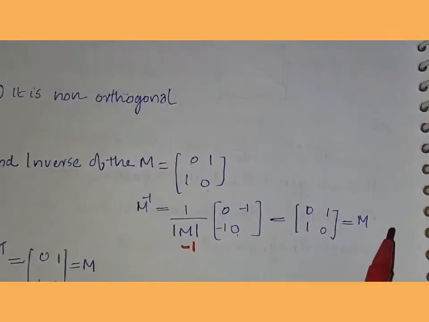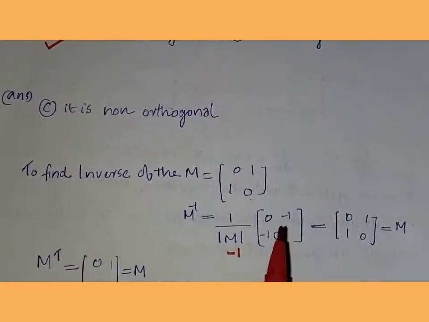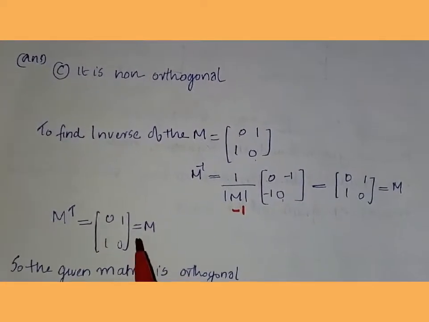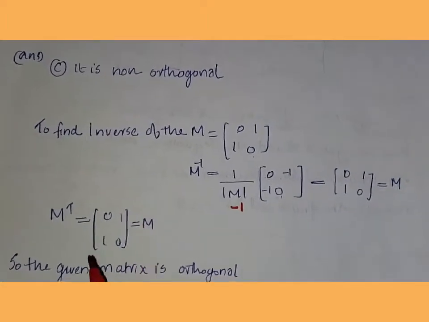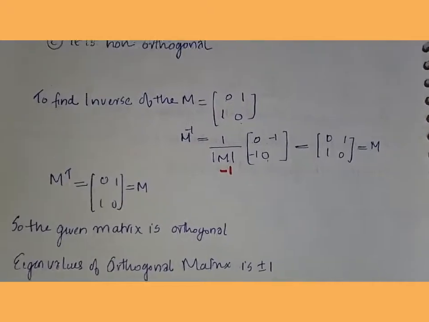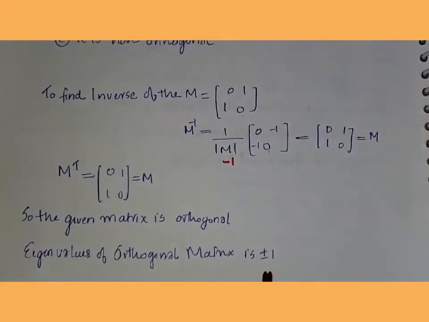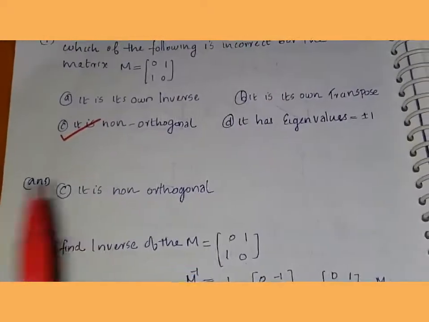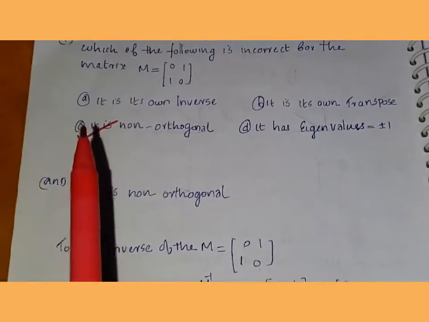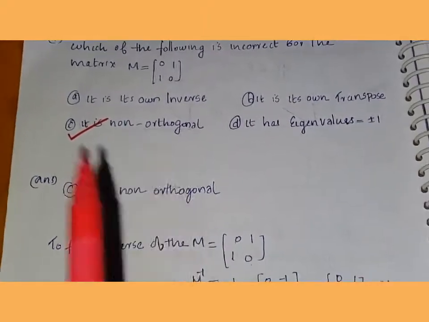So M inverse is equal to M, which means the inverse of M is equal to M. And also from this idea, M transpose is also M. So the given matrix is orthogonal. So the eigenvalues of an orthogonal matrix are plus or minus 1. So in the options, the incorrect statement is that it is a non-orthogonal matrix. That is an incorrect statement.